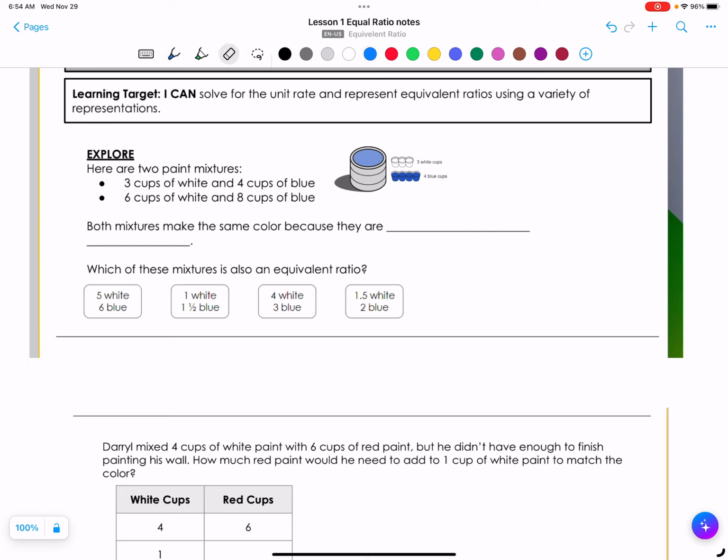So what I like to do is take the first mixture, which is 3 cups of white, to 4 cups of blue. Notice I'm putting the W and the B to represent white and blue. And I'm going to set it equal to 6 cups of white and then 8 cups of blue. Let's see if these are equal. First of all, you can go this way. This is times 2. This is times 2. That works, so most likely they are equal.